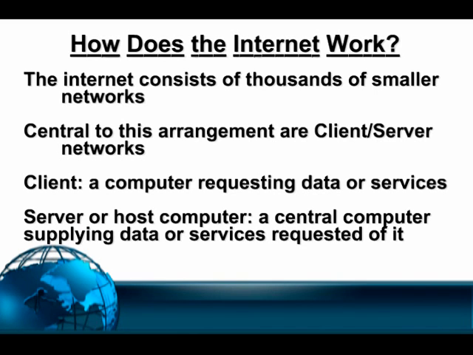How does the internet work? The internet consists of thousands of smaller networks. Central to this arrangement are client/server networks. Client, a computer requesting data or services. Server, or host computer, a central computer supplying data or services requested of it.